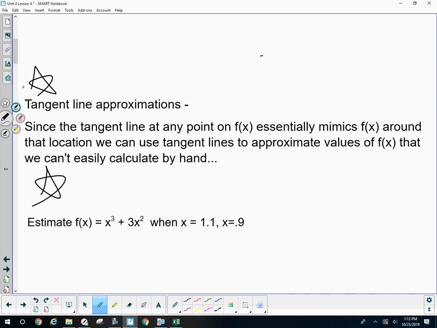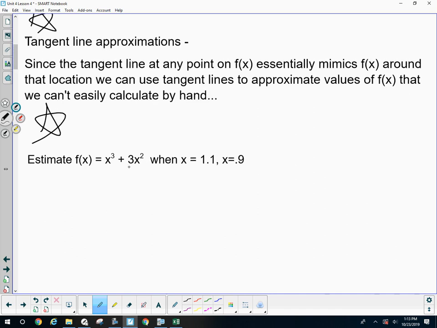Let's go ahead and estimate x cubed plus 3x squared at x equals 1.1. Well, I will want to put this in a y equals form. I could have done it just because it's easy to graph, but it'll make things nice and easy to work with if we just move the 4 over.